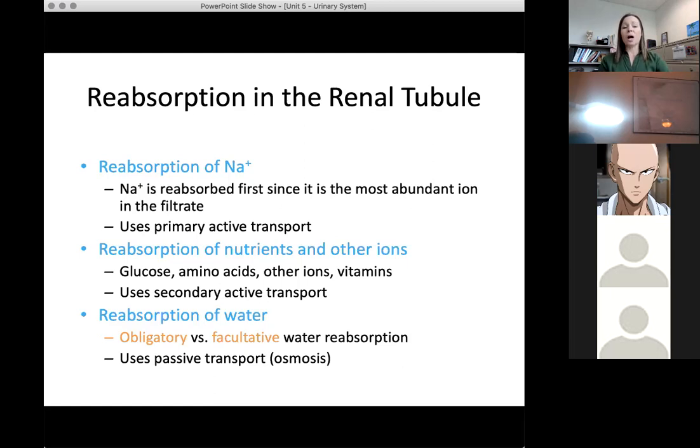Okay, there are two kinds of water reabsorption: obligatory water reabsorption and facultative. Obligatory water reabsorption is dependent upon the movement of sodium.